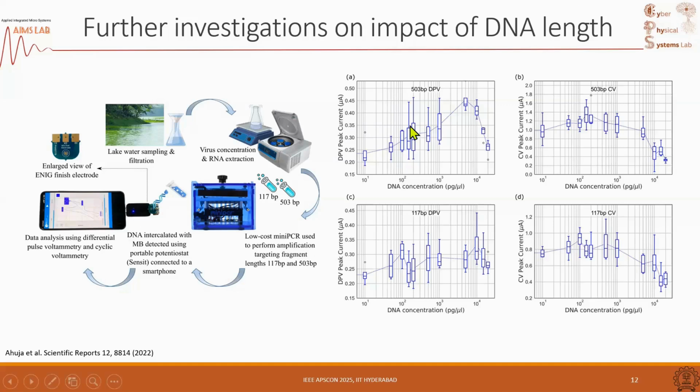We saw similar observations. So the longer fragment, which is 503 base pair, you see much better linearity and sensitivity compared to 117 base pair. But also you see two different regimes. You see an increasing trend in the beginning, and as the DNA concentration increases, you see the current starts to reduce. So there are two different mechanisms at play. The first one, where you see the increase, is explained by adsorption, and the second one is explained by steric hindrance. So there seems to be some concentration dependent effect going on here, which was not studied before.